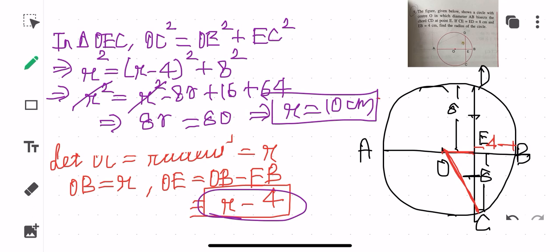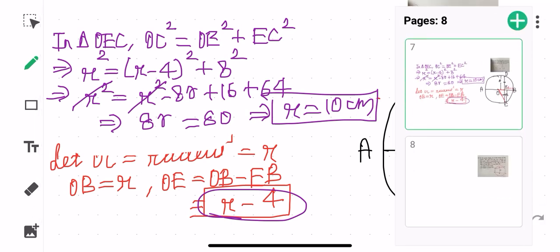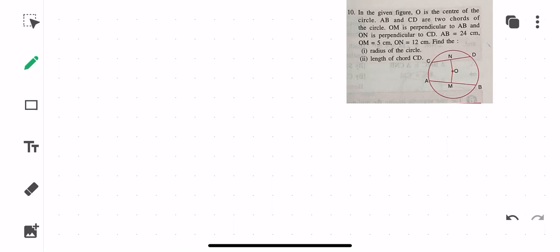Okay, and now we'll be moving to the last sum of this particular exercise, that is question number 10. In question number 10, the figure has been given to you already.